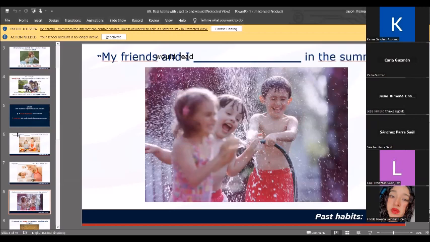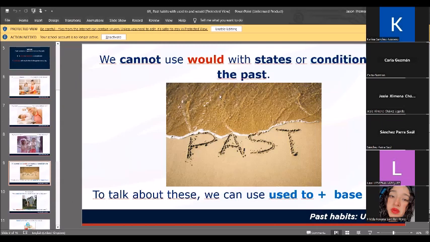Clear the drawing. Andrea, Stefania. Yes, my friends and I would play in the summer. Always play. I can remember it like yesterday. Now remember, guys, would is very specific. We cannot use it with states. We're using it with routines or repeated actions from the past, not the state of your life or how things were. For that, we use used to. All right?